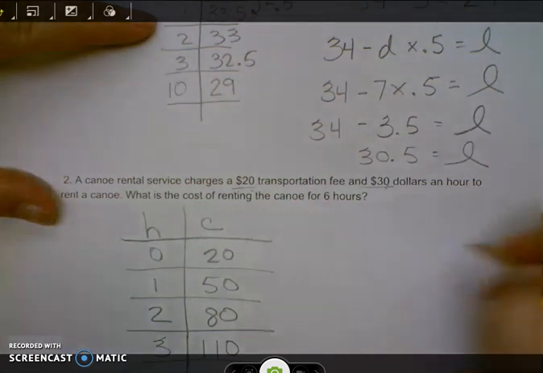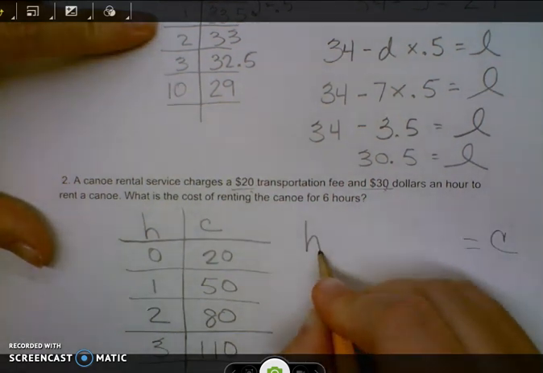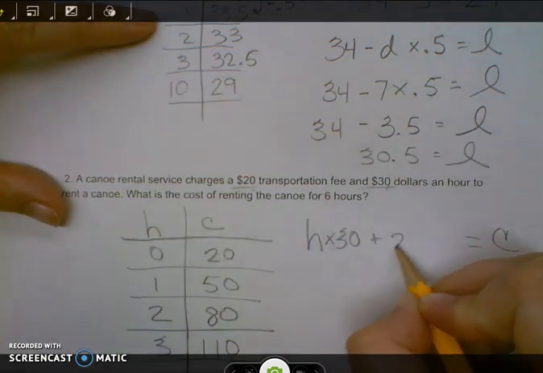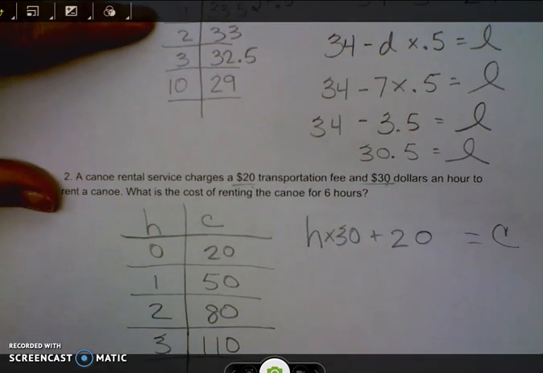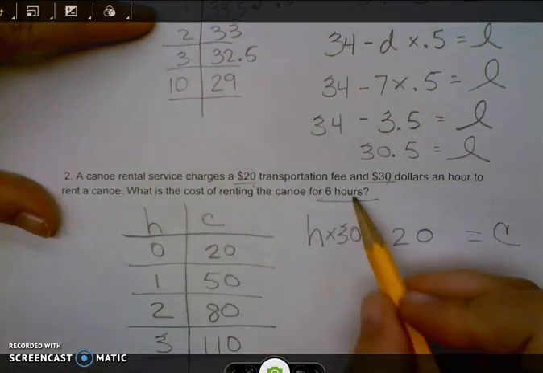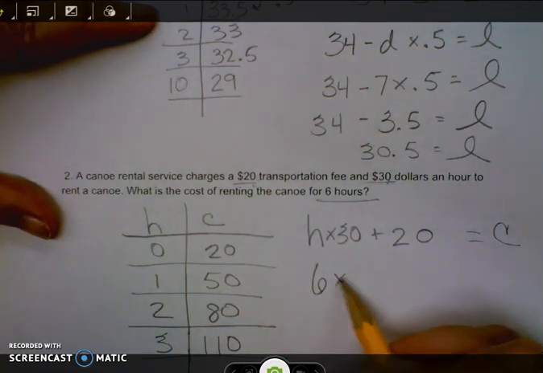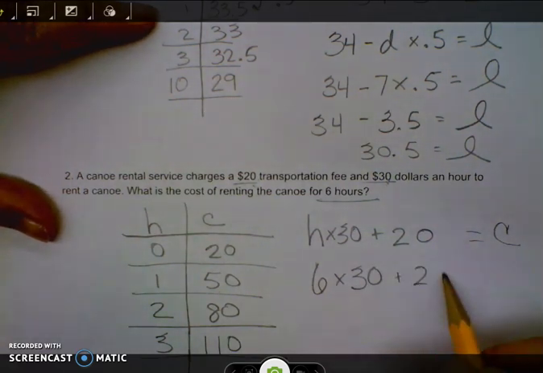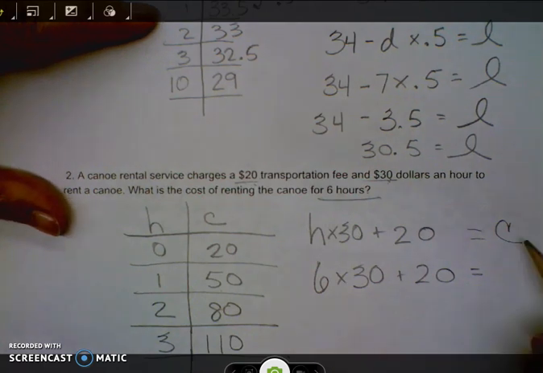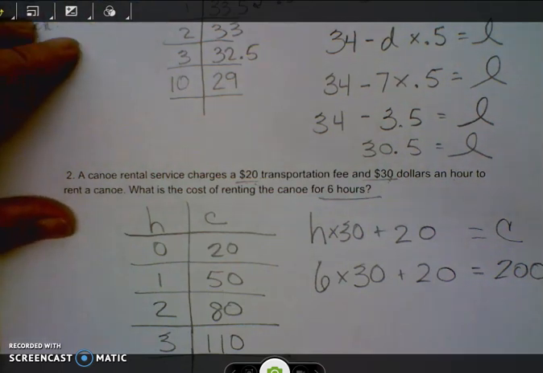I know if I want to know my cost, I have to take the number of hours I rented and multiply that by 30, and then add in the $20 transportation cost. I think that's going to work. So let me try it for 6 hours. If I rent my canoe for 6 hours, my 6 goes in the place of my hours variable. I want to multiply 6 times 30 and then add in the $20 transportation cost. 6 times 30 is 180. 180 plus 20 is $200. So there's my table and my equation.